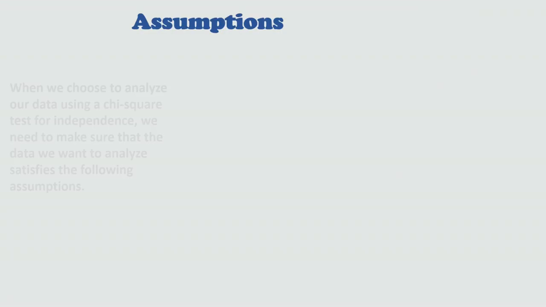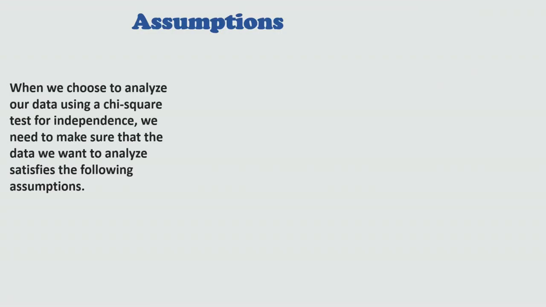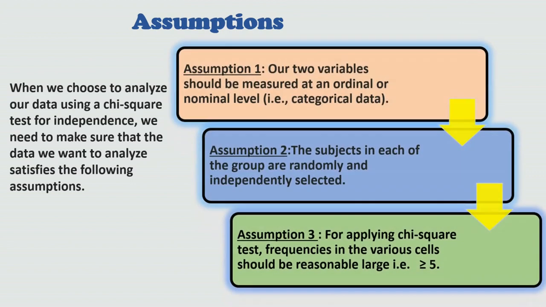To analyze our data using a chi-square test of independence, we need to make sure our data satisfies the following assumptions. The first assumption is our two variables should be measured at an ordinal or nominal level. Assumption number 2, the subjects in each of the groups are randomly and independently selected. Assumption number 3, for applying chi-square test, frequencies in the various cells should be reasonably large, that is greater than or equal to 5.